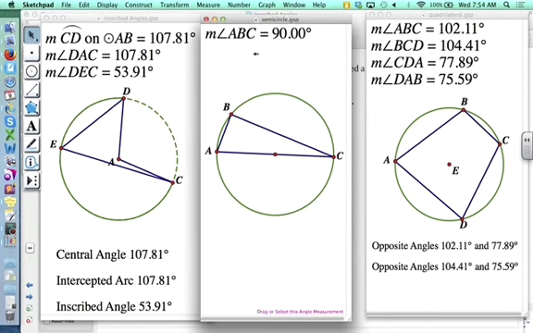Okay, so I've built these circles so that you can go up and click and drag a point and notice the relationship between the angles and the arcs. You all love coming up and playing with my technology. Please play with my technology.